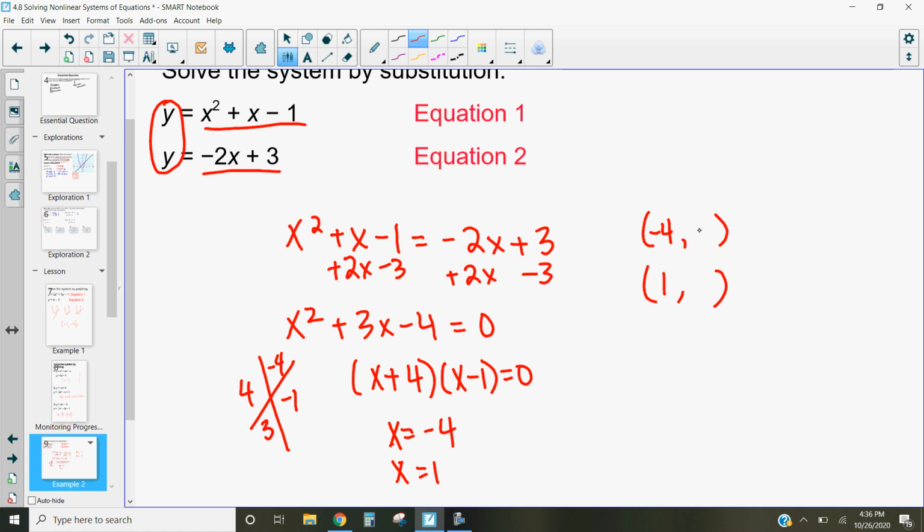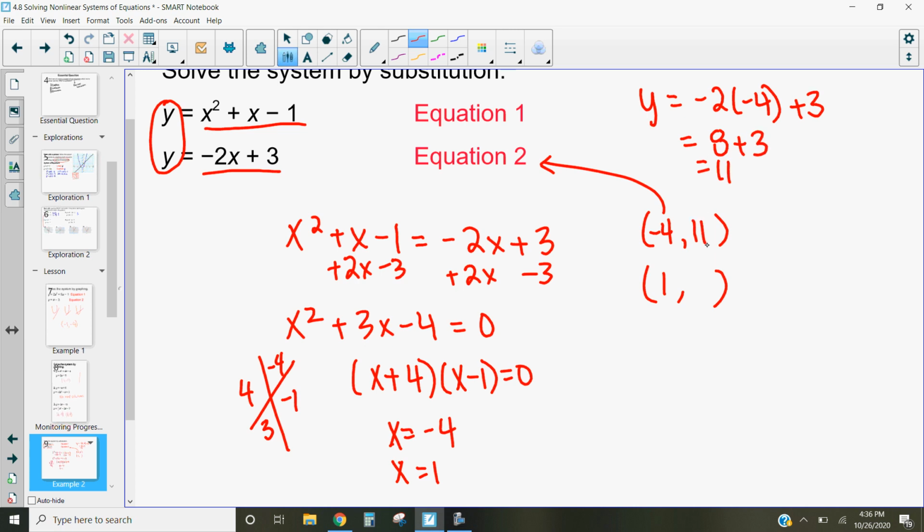Now I want to find my y values. To find those y values, I'm going to take my x values and plug them back into one of these equations. I'm going to plug them into my linear equation because the math is simpler. It doesn't matter which one you plug it into, we will still get the same y values out. So our y value when x is negative 4, I'm going to put negative 4 in everywhere there's an x, is going to be 8 plus 3, which is 11.